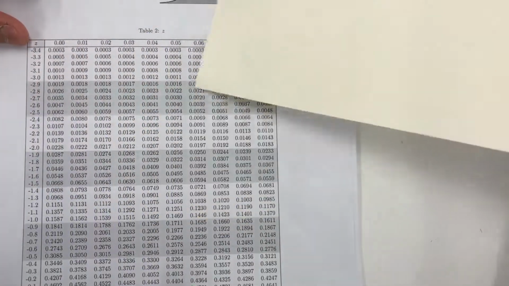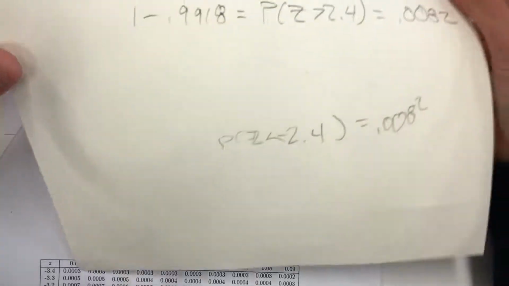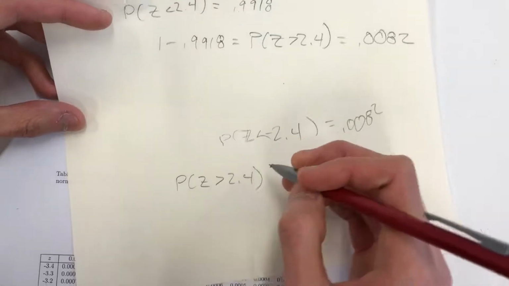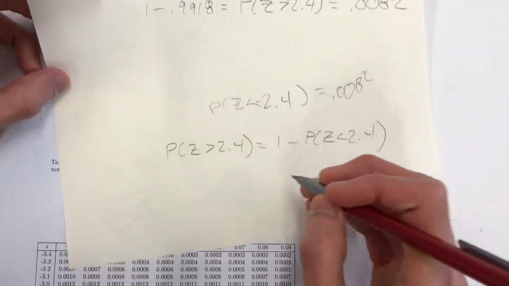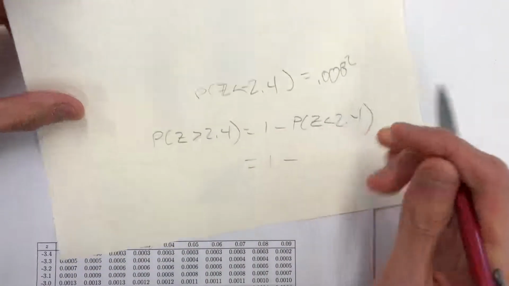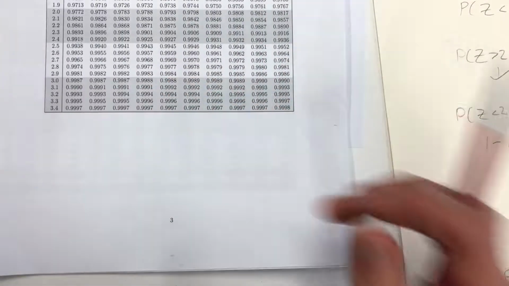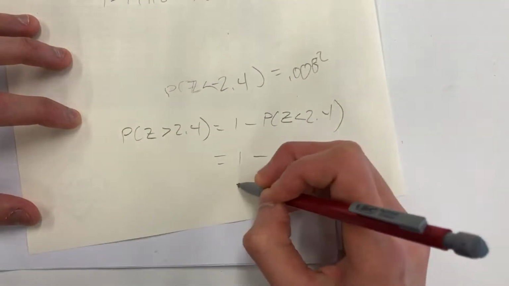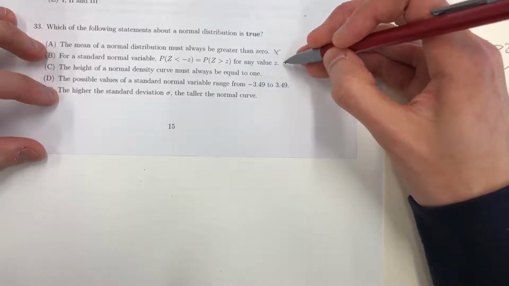So let's find if it's greater than the positive. P(Z greater than 2.4) is going to be 1 minus P(Z less than 2.4). So that's going to be 1 minus P(Z of 2.4). Left-tailed is 0.9918. So 1 minus 0.9918 gives me 0.0082. So that means that this statement is true.